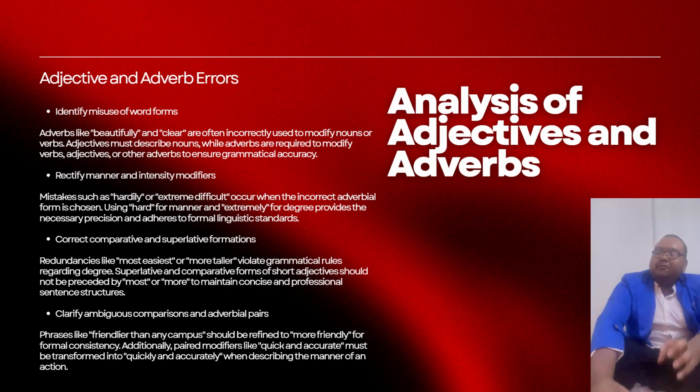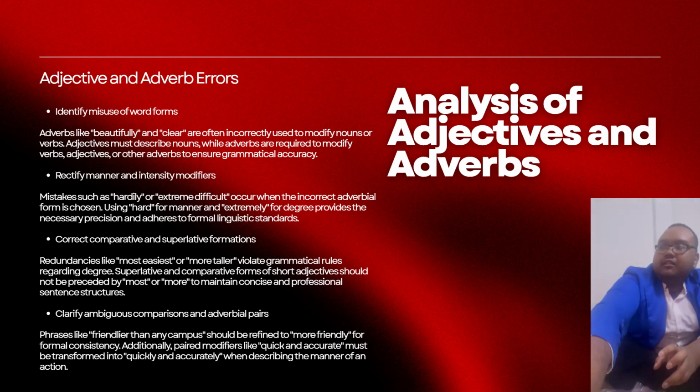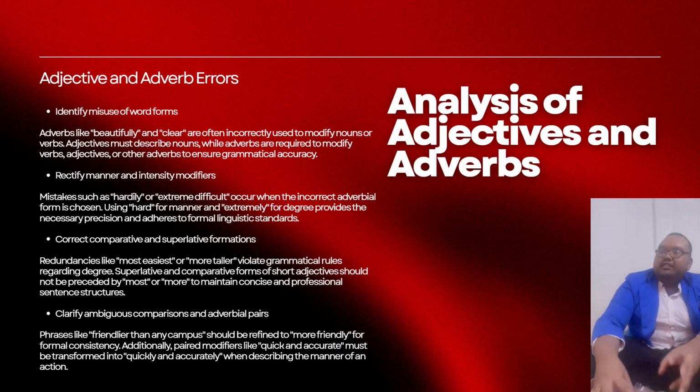Correct comparative and superlative formations. Redundancy like most easiest or more thorough violates grammatical rules. Regarding degree, superlative and comparative forms of short adjectives should not be preceded by most or more, to maintain concise and professional sentence structure.